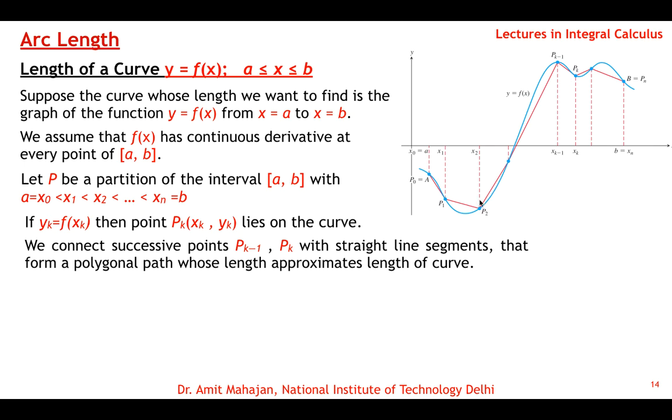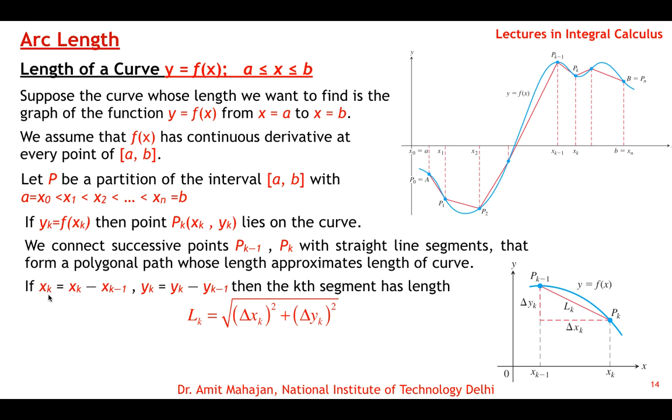So if the partition norm goes to 0, or equivalently when n becomes large and the number of points goes to infinity, that means these points are very close to each other, then these straight lines and the curve path can be approximated, and so the total length of the polygon path and the length of the curve will be approximately the same. So we can approximate in that way.